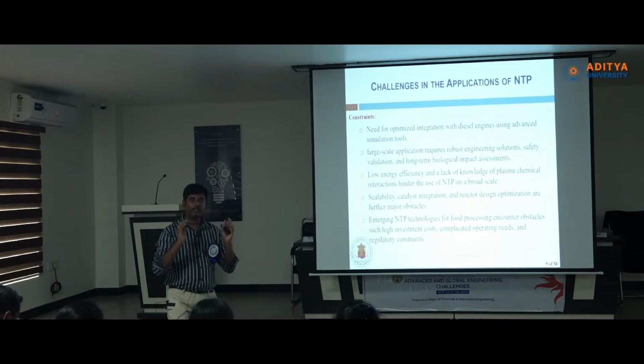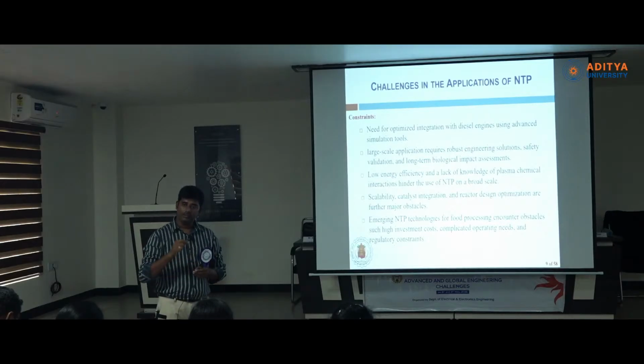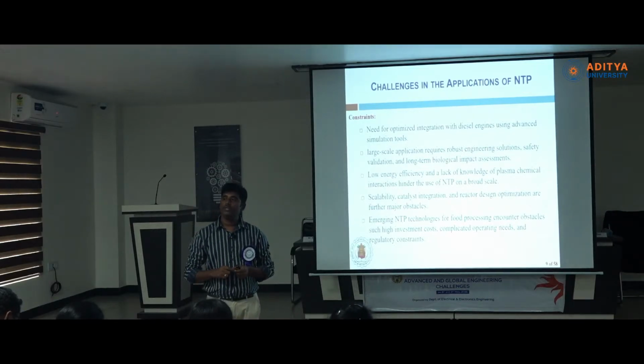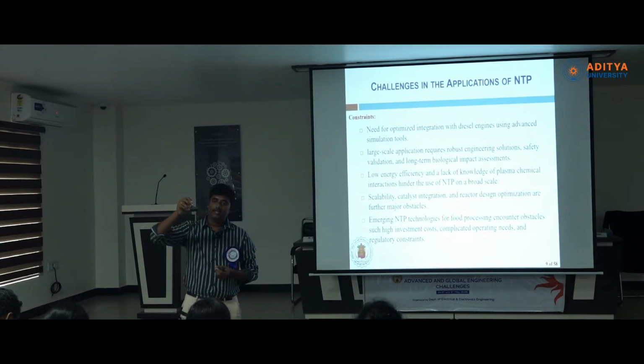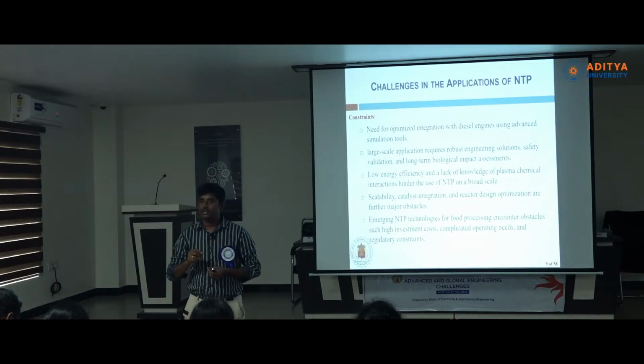So if the diameter is increasing, simultaneously you need to increase the voltage also. Otherwise you cannot create that much intense electric field environment inside the tube. So the tube diameter randomly you cannot increase, right? The tube diameter has some limitations, and the voltage also has some limitations.